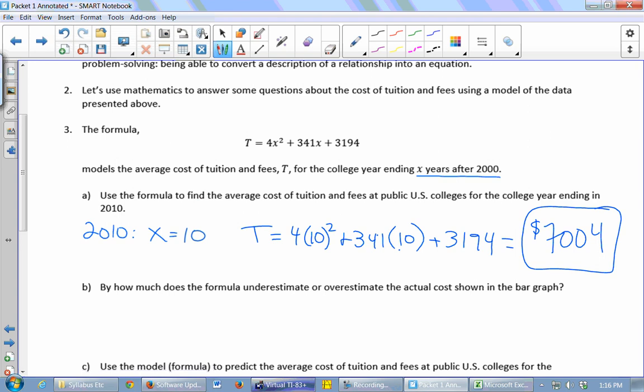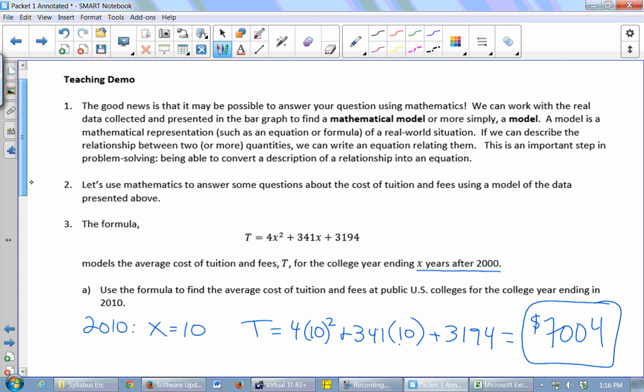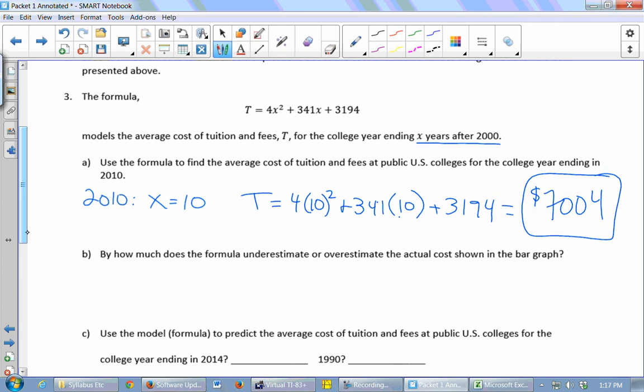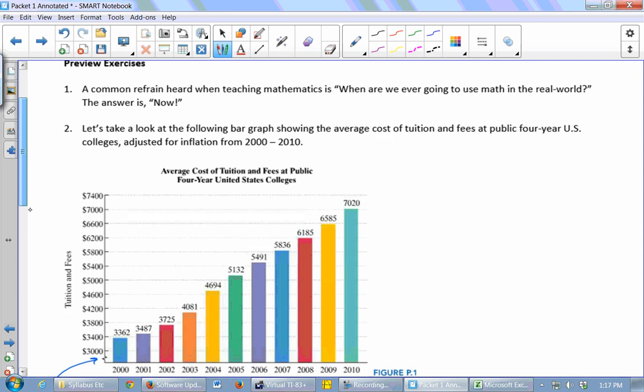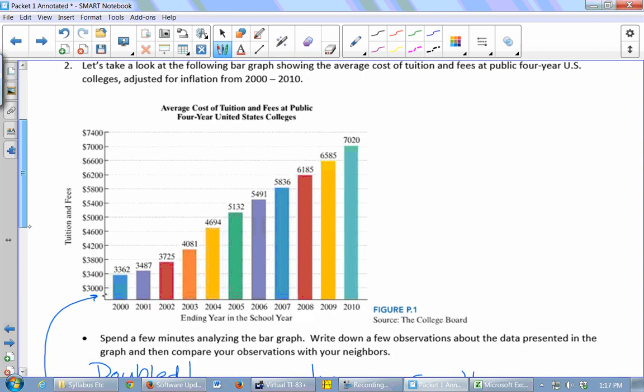Okay, how much does the formula underestimate or overestimate the actual cost shown in the graph? So let's go back to the graph, we'll look at 2010. In 2010, the actual tuition was $7,020. So we underestimated the actual tuition by $16.